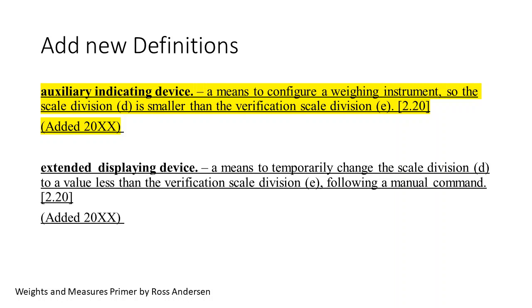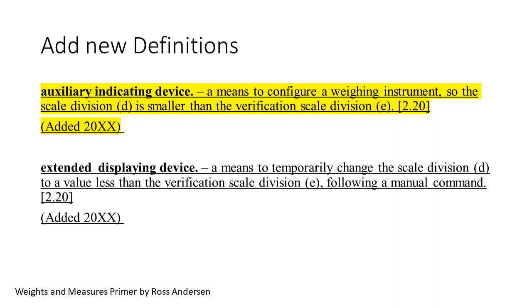The revision reflects the fact that the dynamic monorail has an auxiliary indicating device with D less than E, but does not have a differentiated least significant digit. The extended displaying device is a later addition to R76. It arrived only after the advent of the microprocessor. This is not a translation error, but a case where Handbook 44 did not keep pace.